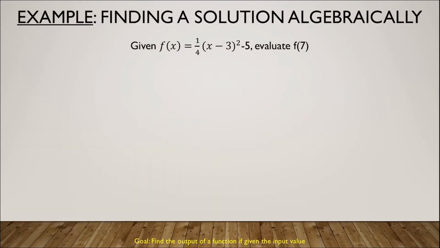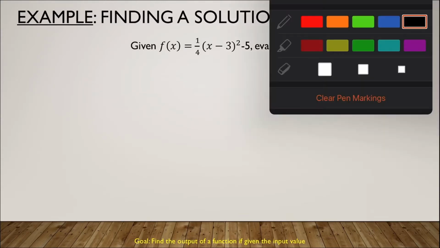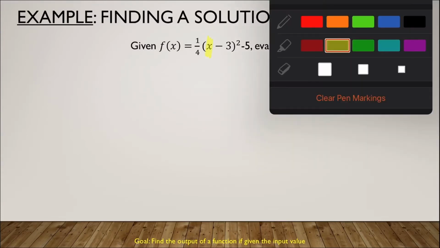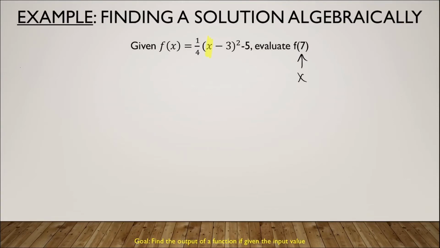Okay, so finding a solution algebraically is not crazy difficult. Evaluate f at 7, remember, so that's my x value. What I'm going to do is, anywhere in this equation I see an x, I'm going to replace it. So I'm going to highlight that. x is what I'm looking for. So I'm looking for f at 7. So I get 1/4. Oh, I came to that x. I'm going to replace it with a 7 minus 3 squared minus 5.